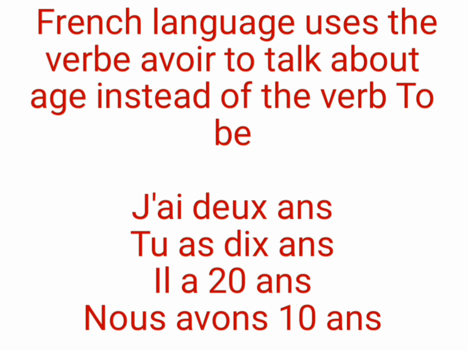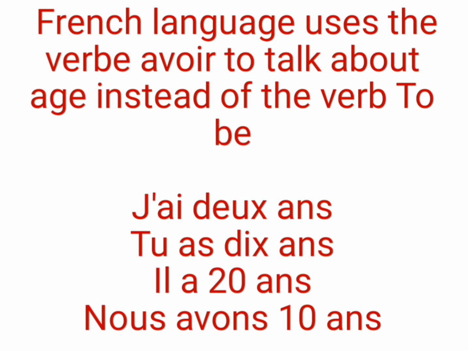Okay, friends, you see, j'ai 2 ans. I'm 2 years old. You know your numbers. J'ai 2 ans. Tu as 10 ans. You have 10 years. That is, you're 10 years old. Il a 20 ans. He's 20 years old. And nous avons 10 ans. Okay, what is most important here is j'ai.